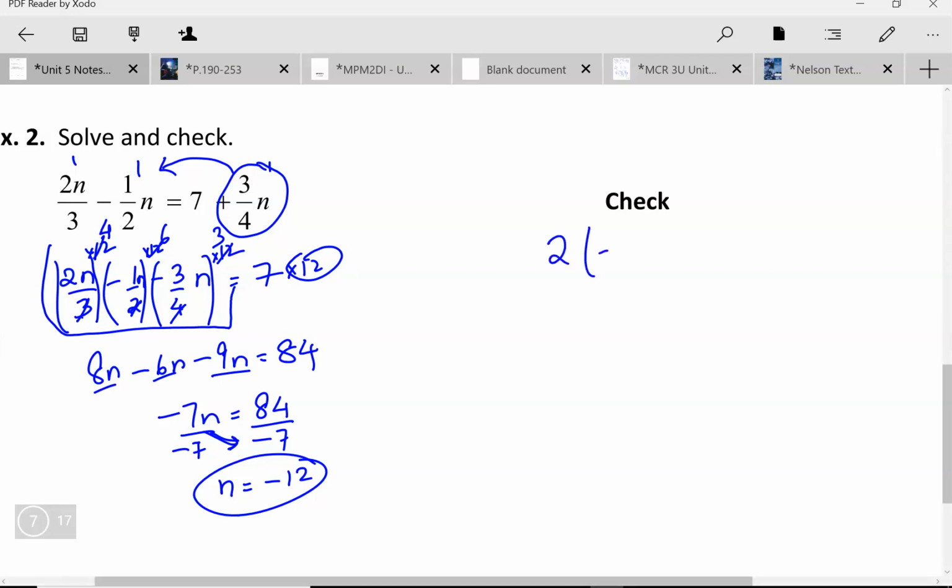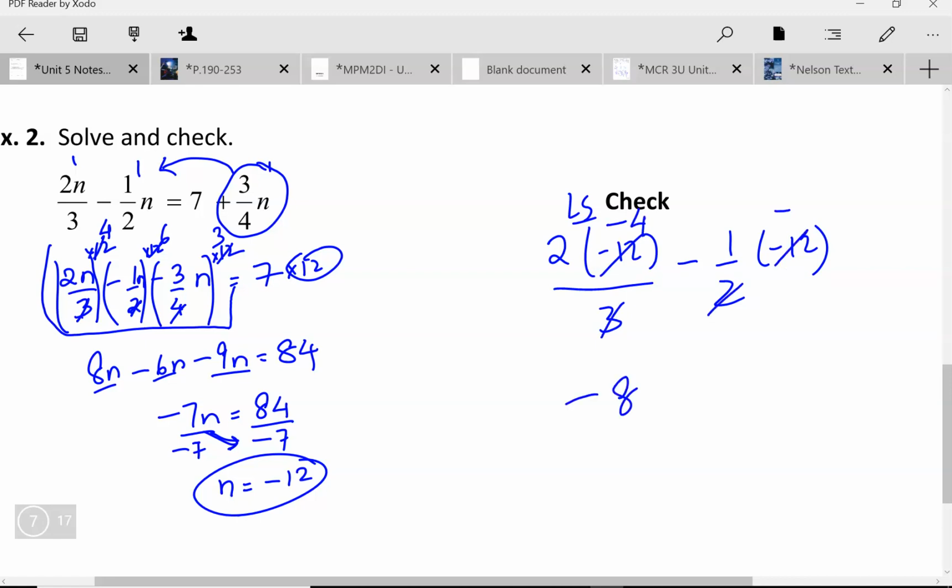So 2 times negative 12, left-hand side first, divided by 3 minus half times negative 12. So what is that? Let's do some cross-canceling. Negative 8 plus 6 equals negative 2.